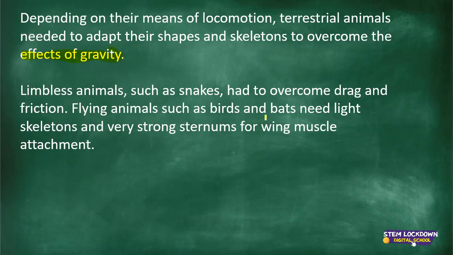Flying animals such as birds and bats have light skeletons and very strong sternums for wing muscle attachment. With bones heavy, they'd be weighing you down. That's why birds, those ones that fly, have very light skeletons. So they do have skeletons, much like the insects that fly. They do have them, but they're light, not as heavy, so that they allow them to fly. We can't fly mainly because our skeletons are very, very heavy, guys. They allow us to walk.